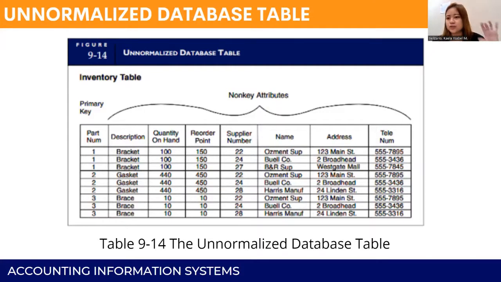Third one naman is the deletion anomaly, which means that when you delete a record that contains attributes that you might need. So example natin naman sa deletion anomaly is supplier number 27 of part 1. Halimbawa, so kung makikita natin dito, isa lang yung sinusupply niya. Sa part number 1 lang siya.